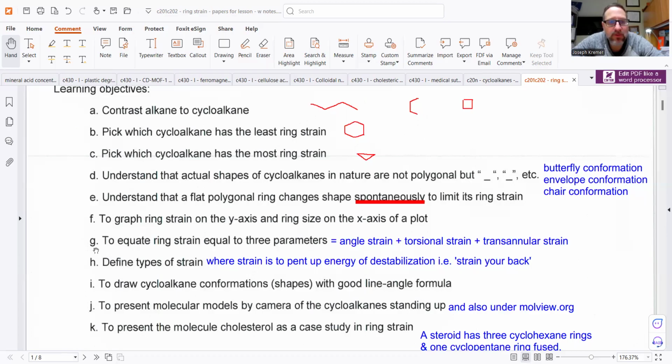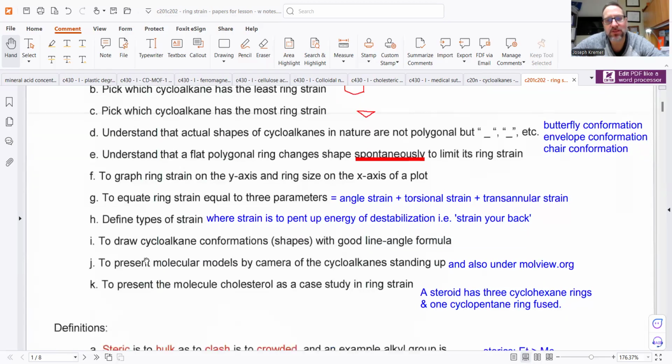We're on I now: to draw cycloalkane conformations with good line angle formula. We'll see if this movie can capture that. That's generally not the emphasis of this movie, perhaps. J, to present molecular models by camera of cycloalkane standing up, also under Mole View. Mole View does a better job, gives you a better background, so it's better than me doing it. So I've decided to go the Mole View route more so. And K, present the molecule cholesterol as a case study in ring strain.